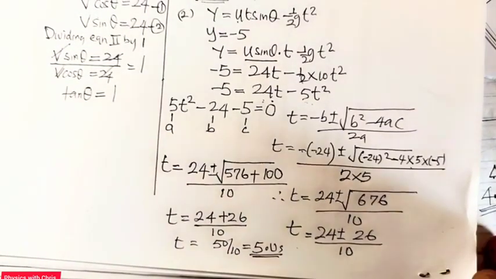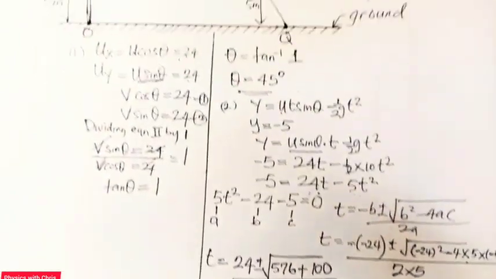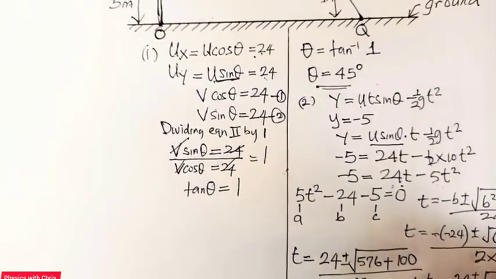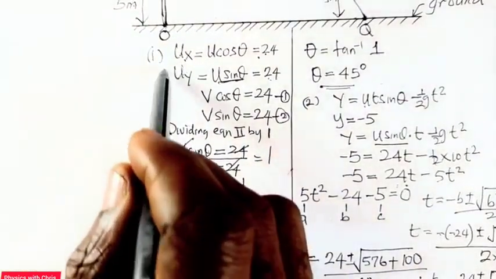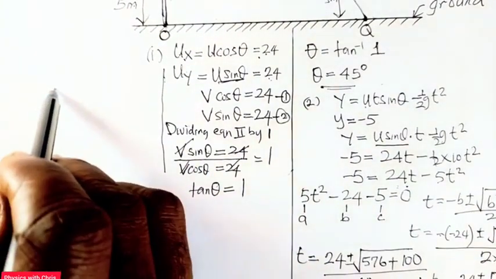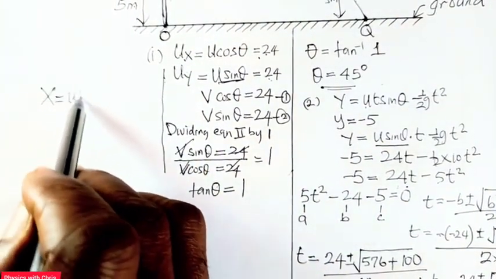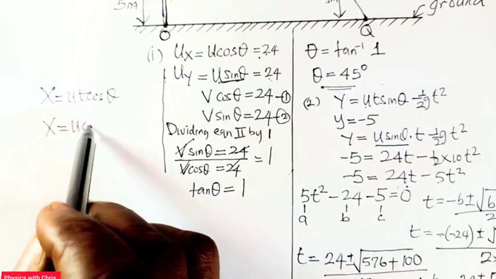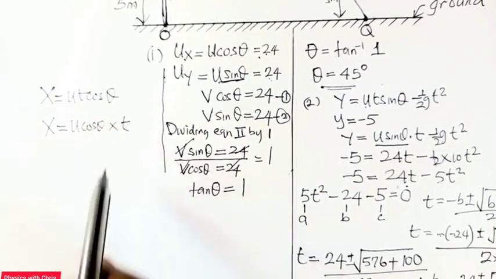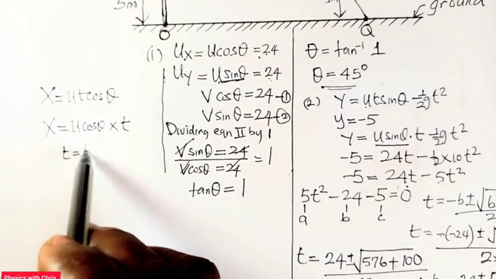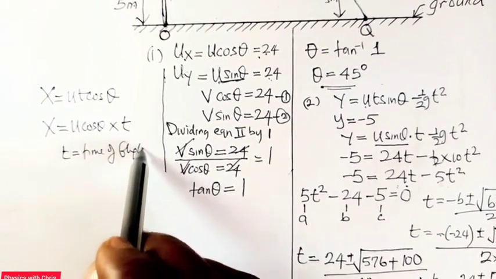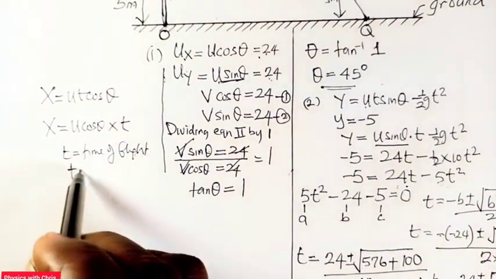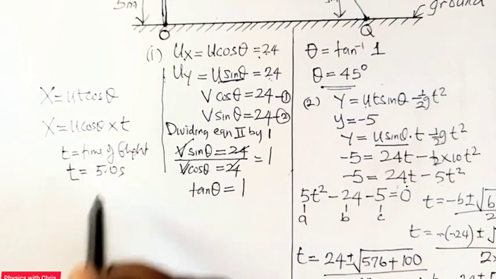Now that will enable me to find the distance OQ. Recall the question says we should find distance OQ. So for distance OQ, we use this equation for horizontal projectile. Distance OQ, that is my x, equals u cos theta times t. This t is the time of flight, the total time taken for the particle to go from the point of projection to the point Q here. And we have calculated that as 5 seconds.